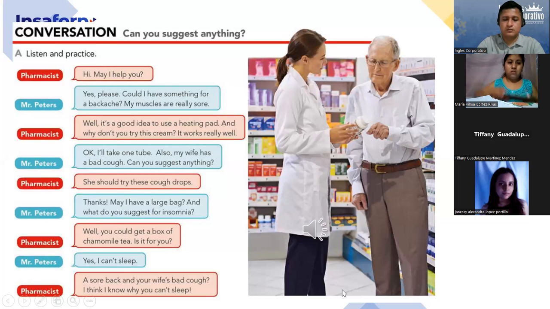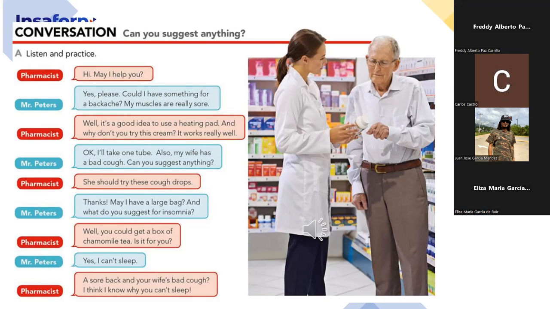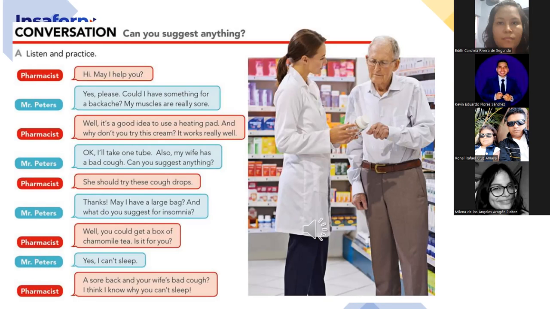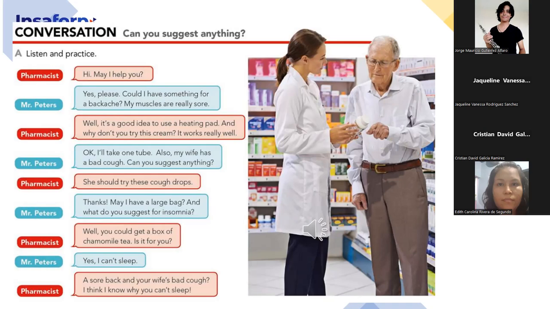Page 81. Exercise 8. Conversation. Can you suggest anything? Part A. Listen and practice. Hi, may I help you? Yes, please. Could I have something for a backache? My muscles are really sore. Well, it's a good idea to use a heating pad. And why don't you try this cream? It works really well. Okay, I'll take one tube. Also, my wife has a bad cough. Can you suggest anything? She should try these cough drops. Thanks. May I have a large bag? And what do you suggest for insomnia? Well, you could get a box of chamomile tea. Is it for you? Yes, I can't sleep. A sore back and your wife's bad cough? I think I know why you can't sleep. Thank you so much, Jacqueline.